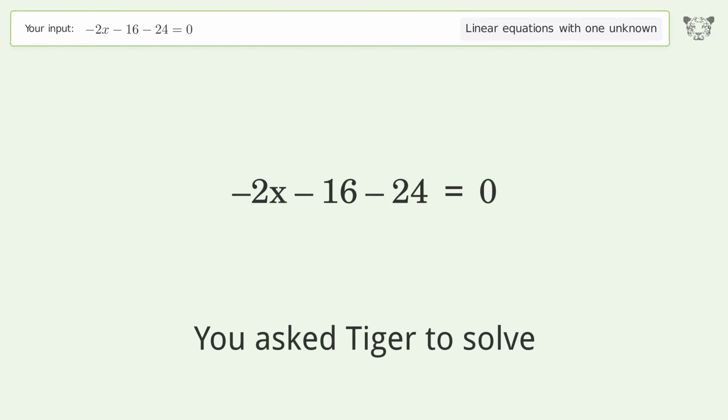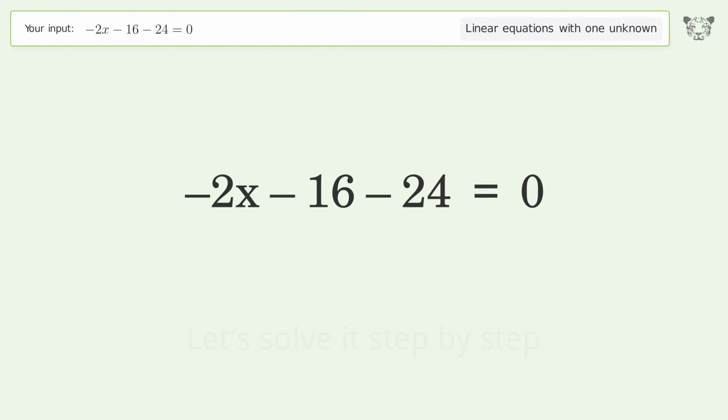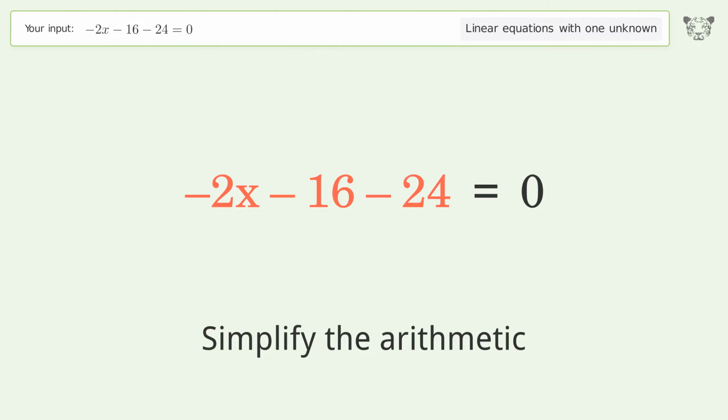You ask Tiger to solve. This deals with linear equations with one unknown. The final result is x equals -20. Let's solve it step by step. Simplify the expression. Simplify the arithmetic.